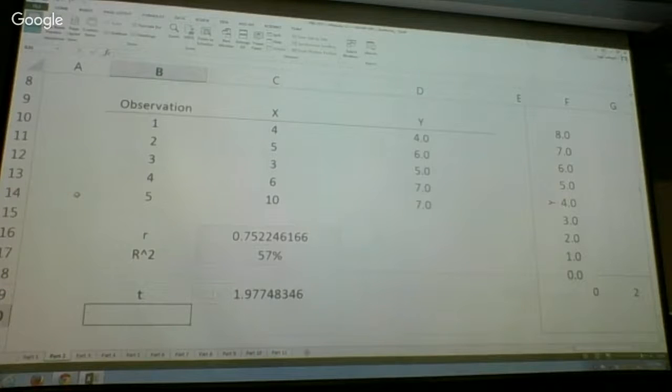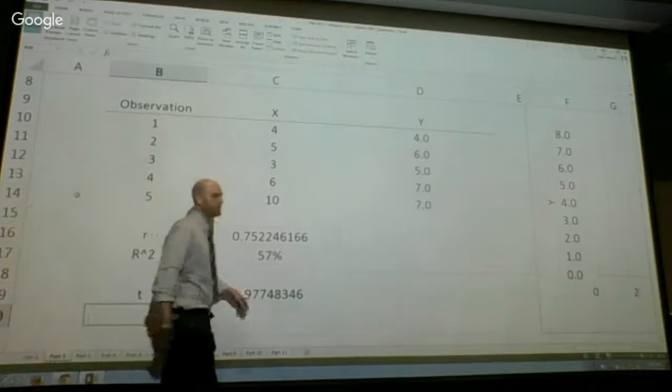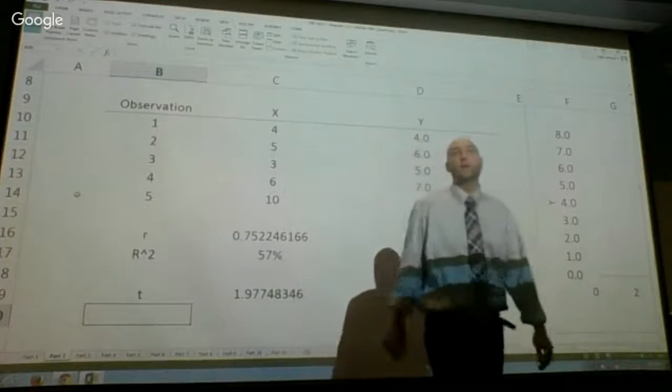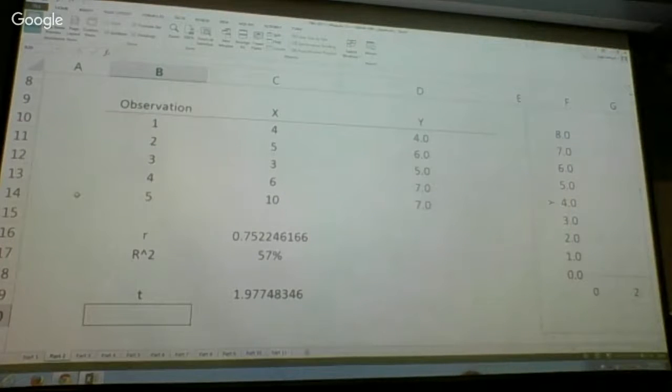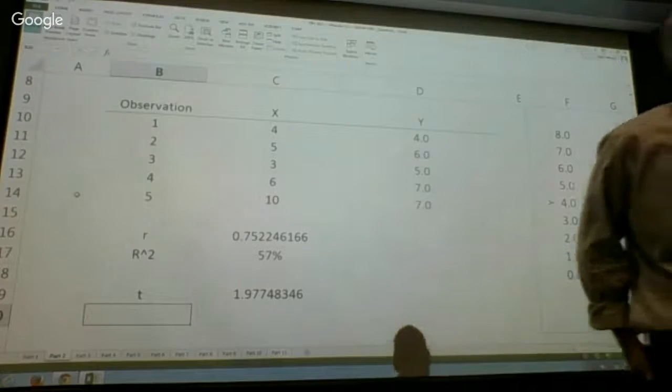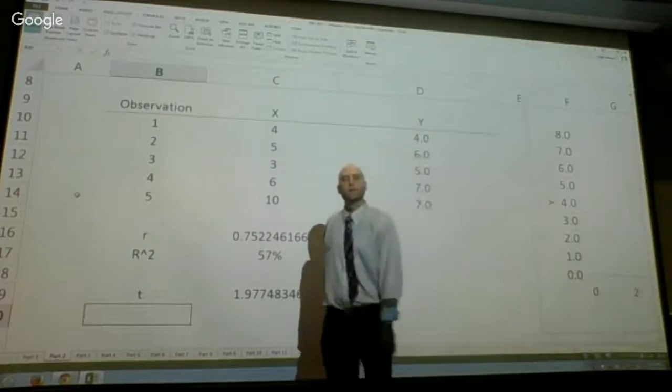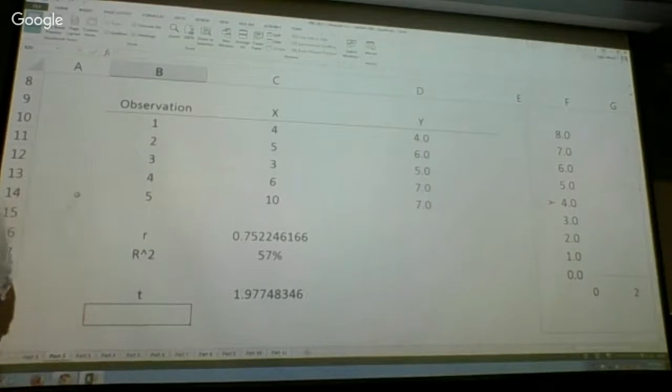I get a value that looks like it's around 1.98. By the way, your t-value is positive when your correlation is positive. Your t-value is negative when your correlation is negative. We get a positive correlation, we should have a positive t-value. I calculated a t-value of 1.977483469. Does that match an answer given to us in our answer sheet? We got one that looks like 1.9774836. Which one is that? Kyle says B. That looks like 1.98. I'll believe that.